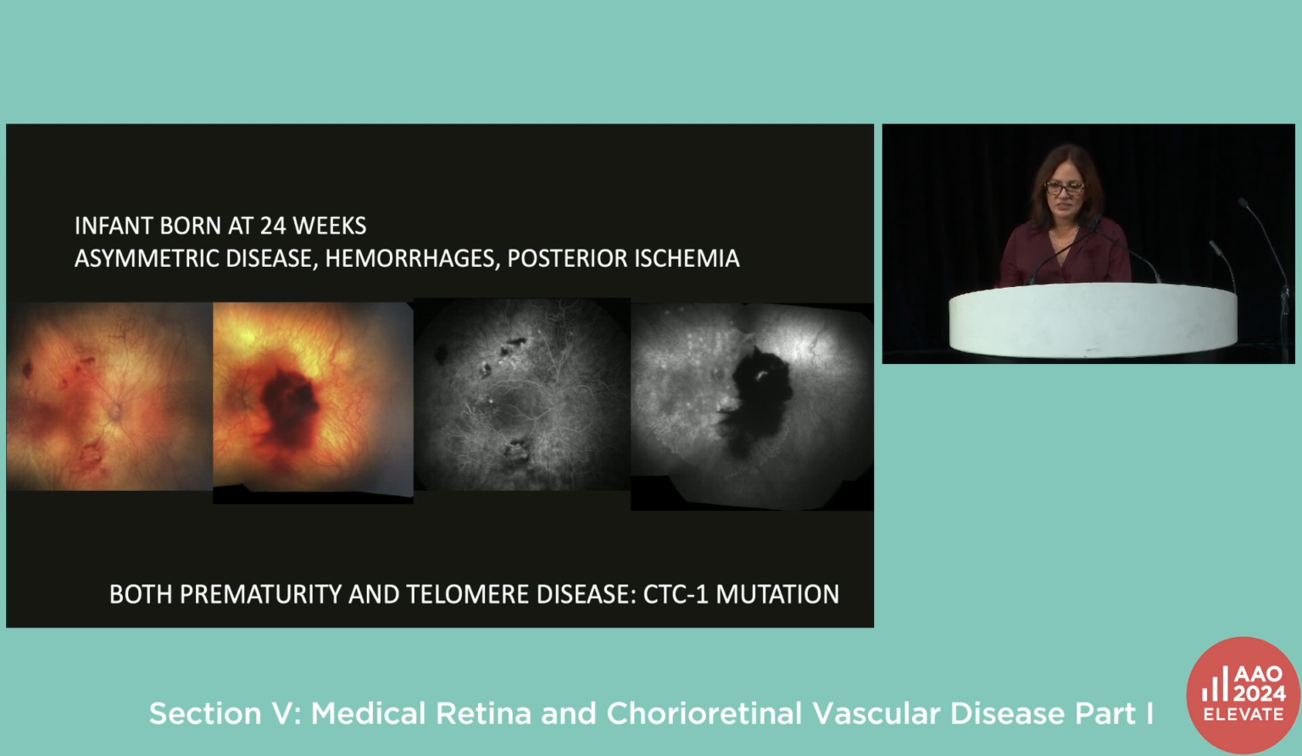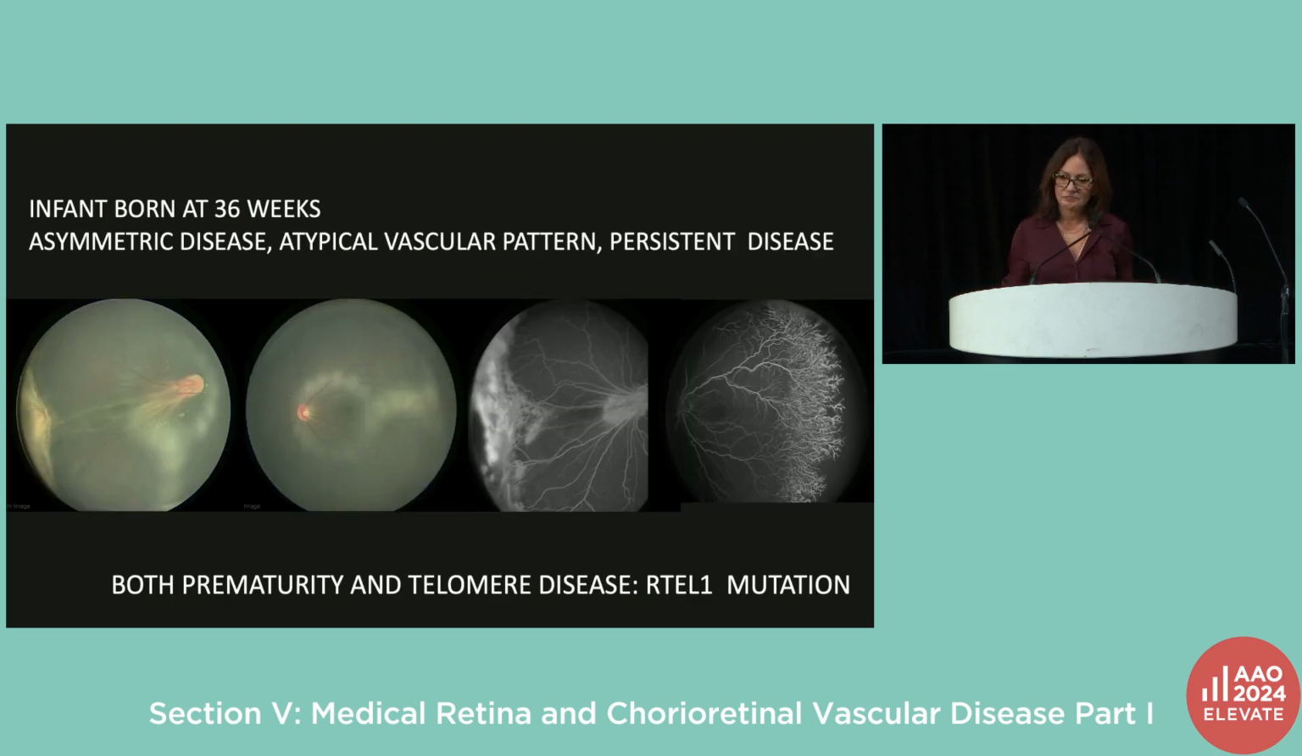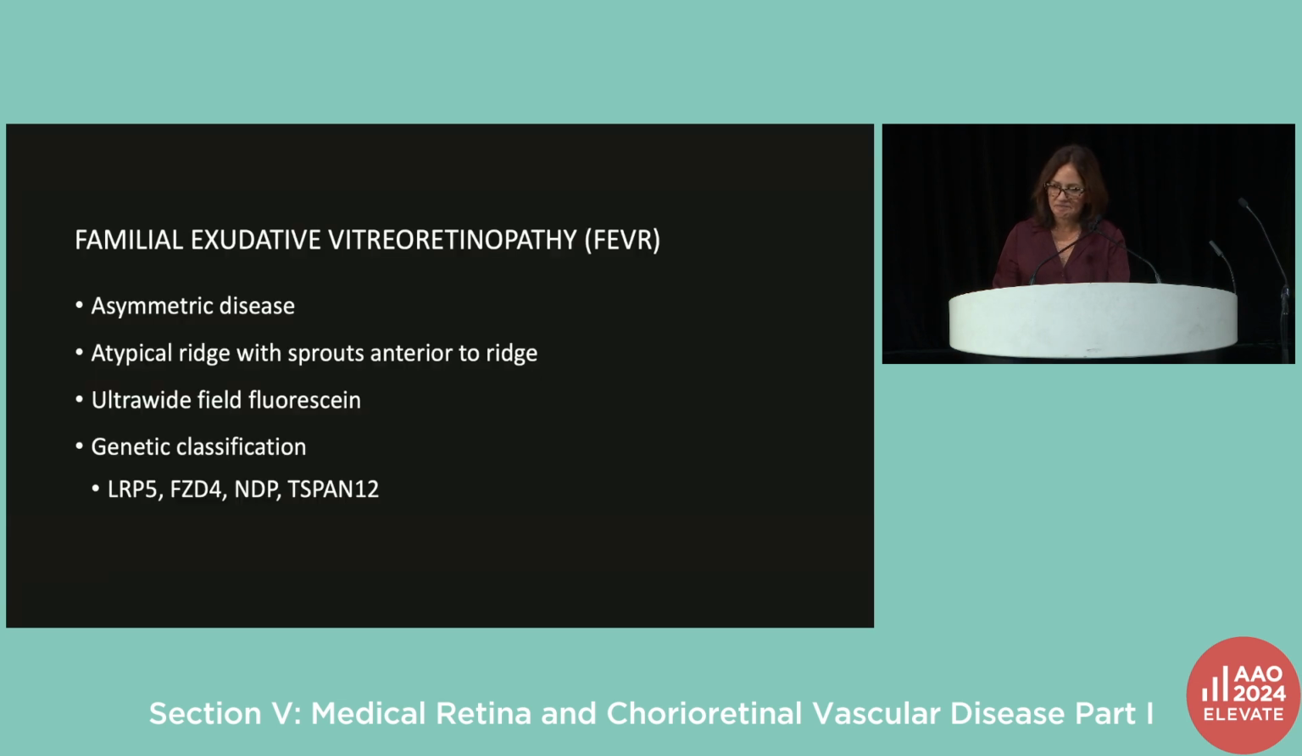And now the more interesting cases to me are this infant born at 24 weeks with asymmetric disease, hemorrhages, posterior ischemia, very atypical, and responded very atypically to treatment. And this was a case of prematurity and a telomere disease with a mutation in the CTC1 gene. An infant born at 36 weeks, asymmetric disease, atypical vascular pattern, persistent disease, and this is again prematurity with a telomere mutation in the RTEL1 gene.